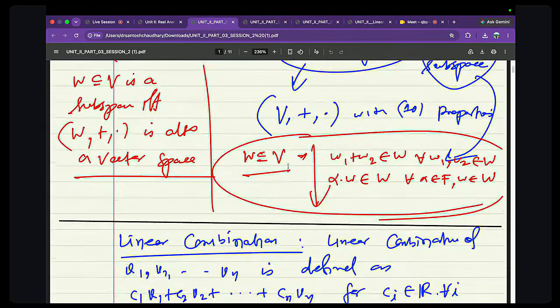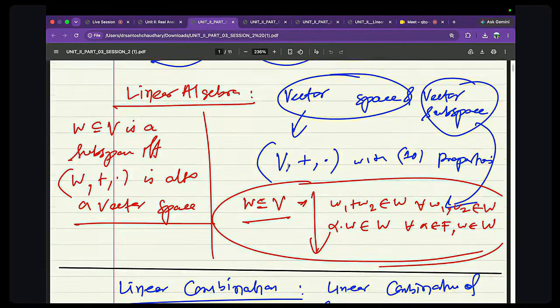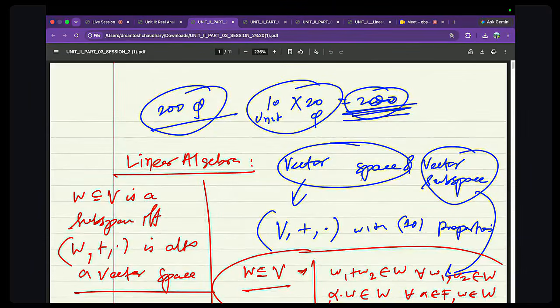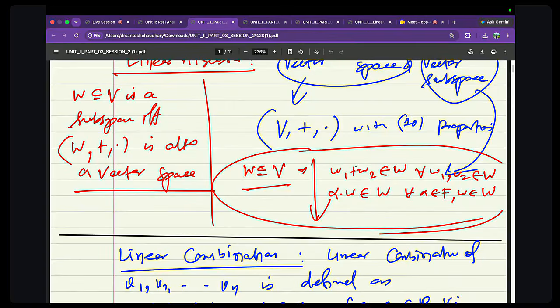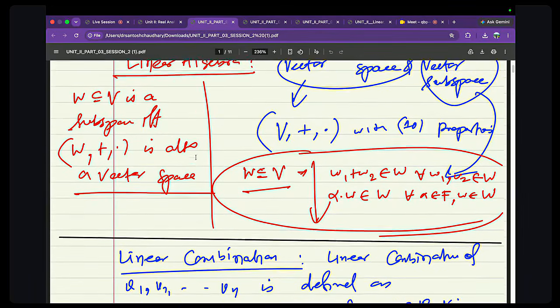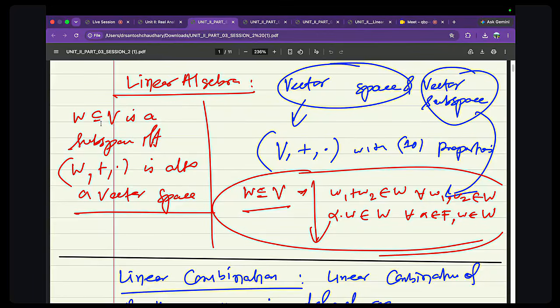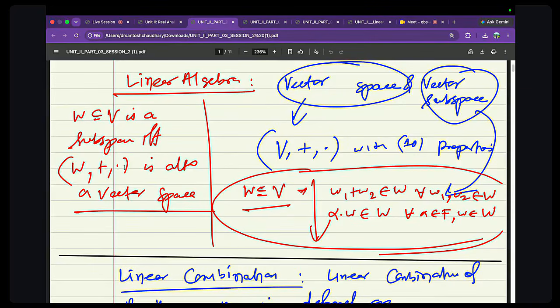So we have seen what a vector space is. We defined a vector space as a set with two operations, addition and scalar multiplication, satisfying 8 axioms other than these two. And what is a subspace? A subset of a vector space. I'm just revising what we have done so far. It will take 5-10 minutes, then I will give you a break for the next session. So a subset W of V is a subspace if and only if W, with plus and dot, the operations, is also a vector space.